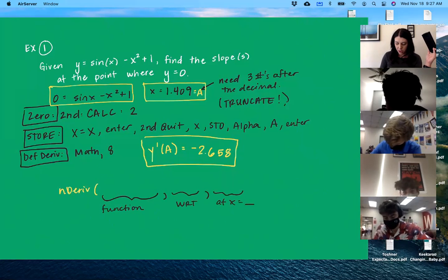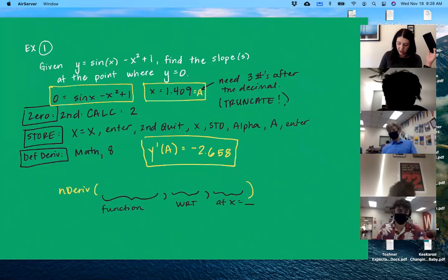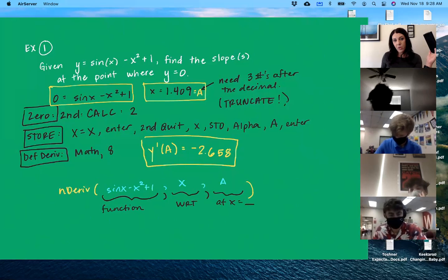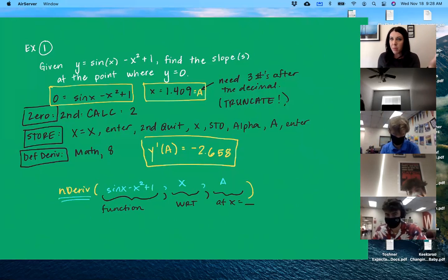Let me do that in a different color. So in this case, Charlie, you would write sine of x minus x squared plus 1. Then you'd put that comma there. Then you would pick that X,T,theta,n button, and then another comma, and then your alpha A. So if you have this n deriv coming up, it's not as friendly as this, but it's all the same information: the function with respect to x at this point. Okay, and then if you press enter, you should get that same number that we got.